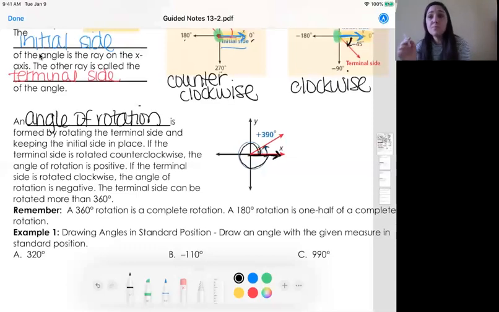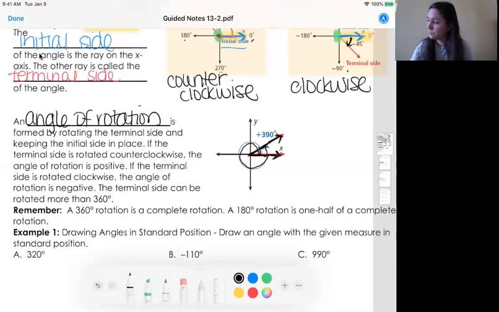So this angle you must draw with that little spiral coming around to indicate how many times you have rotated. All right, and then we draw our terminal side. So that ray represents the terminal side of our angle.